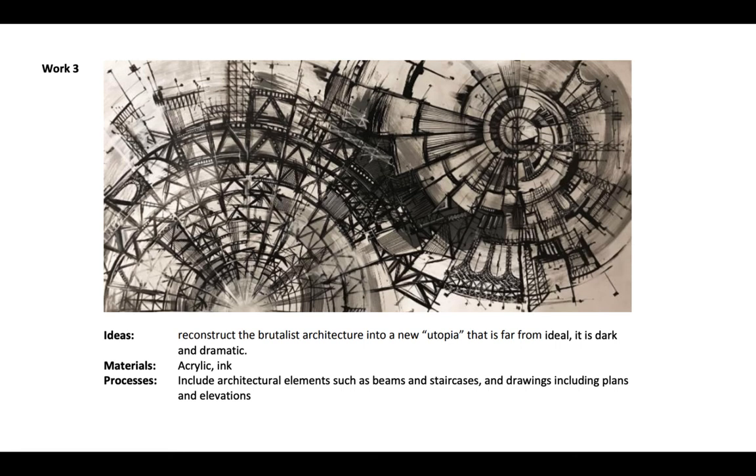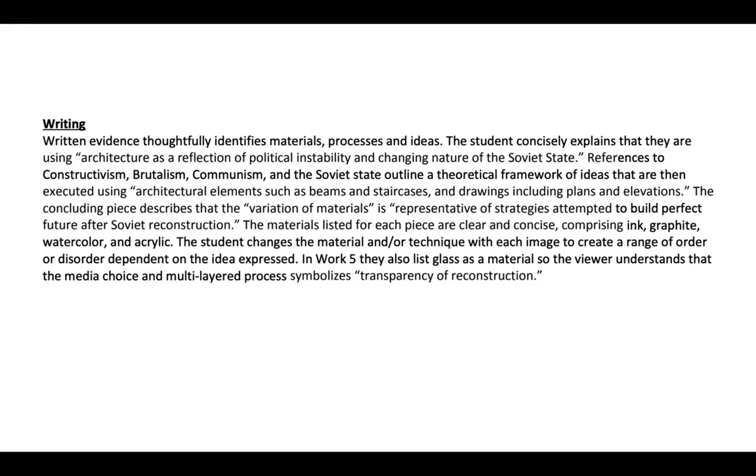So that's a great compositional example when you can have the viewer push their looking in several different directions. So the ideas for this one: reconstruct the brutalist architecture into a new utopia that is far from ideal. It is dark and dramatic. So we can see their idea is really showing up here. Materials used: acrylic and ink. Process: include architectural elements such as beams and staircases, and drawings including plans and elevations.